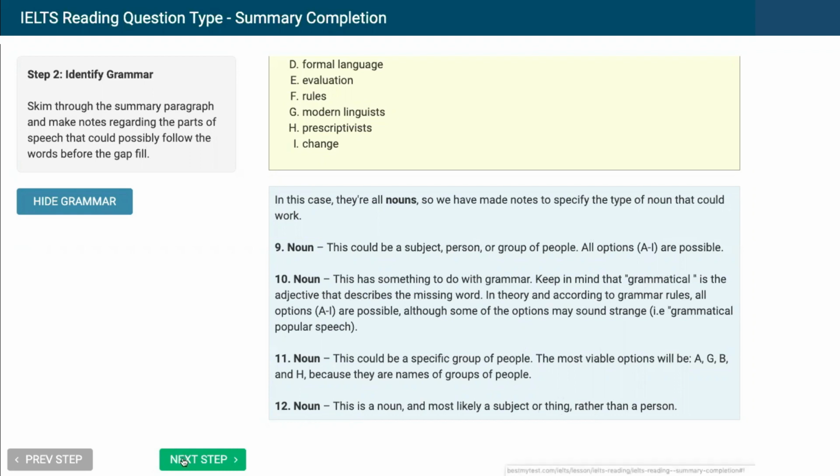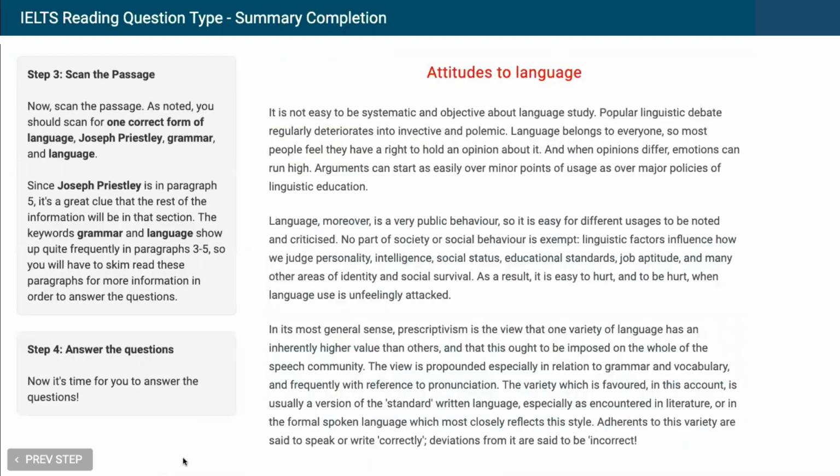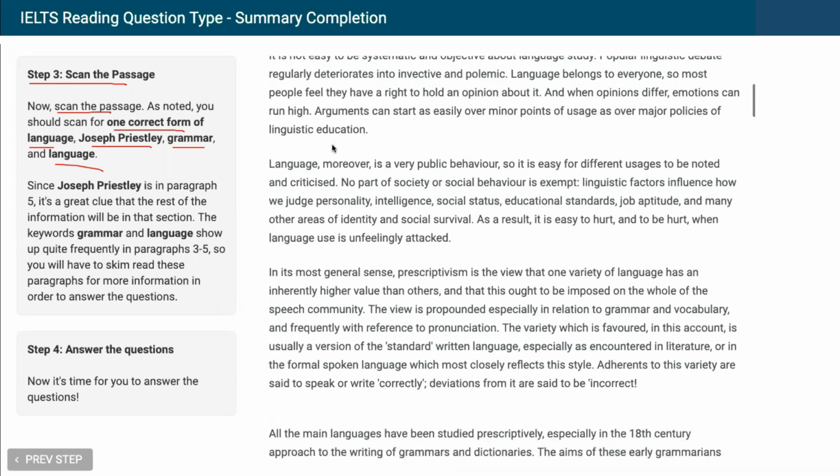Okay, so now for step 3, we are ready to scan our passage. All right, so we have step 3, scan the passage. So now we're ready to put our skills to the test. And as we noted from the previous steps, we're going to look for these keywords that are one correct form of language, Joseph Priestley, grammar, and language again. So I'm just going to keep those in mind as I go ahead and scan.